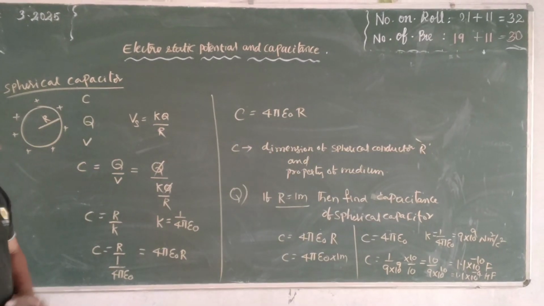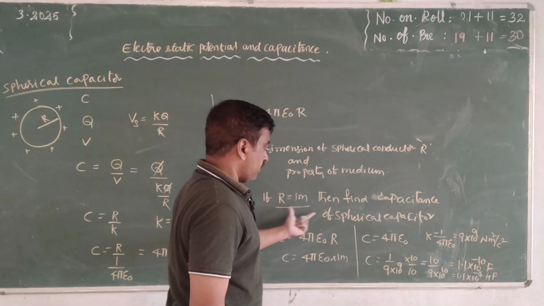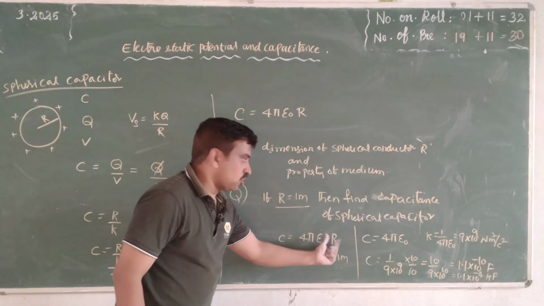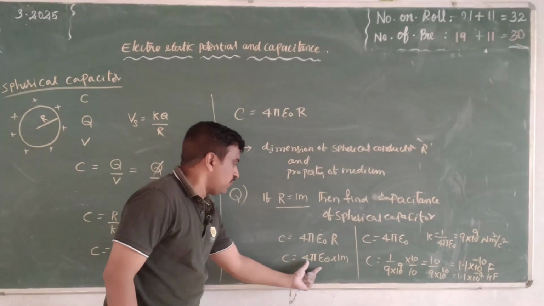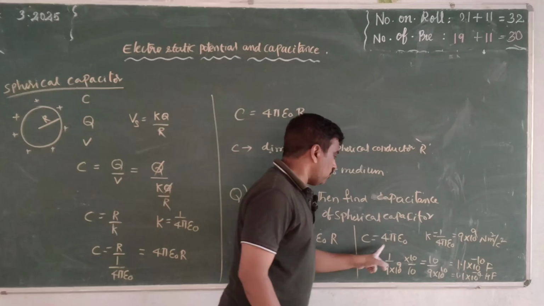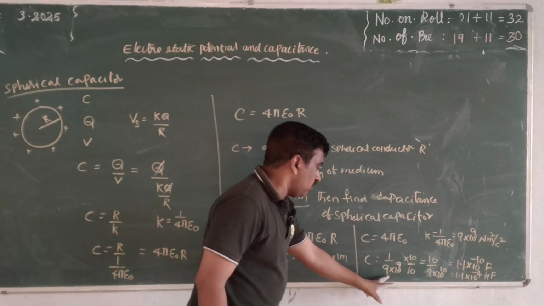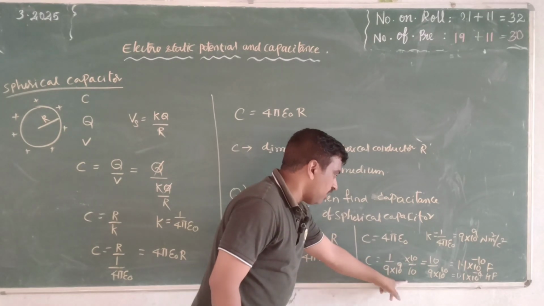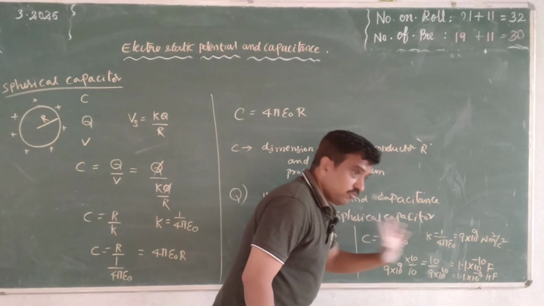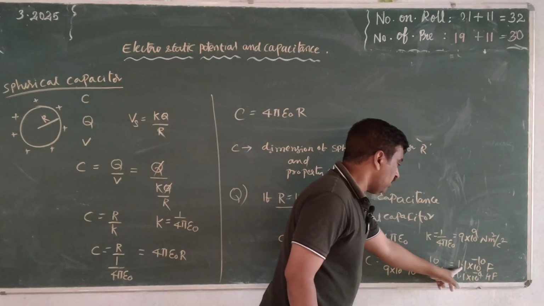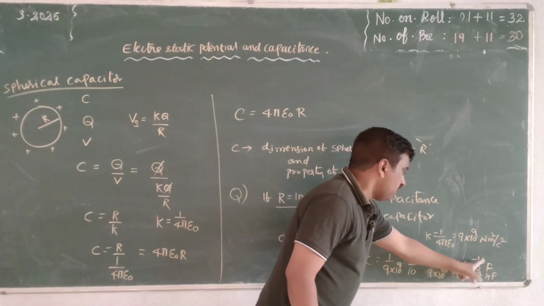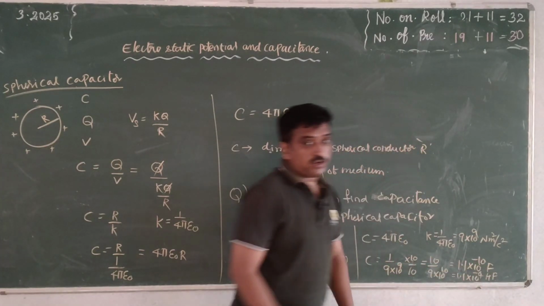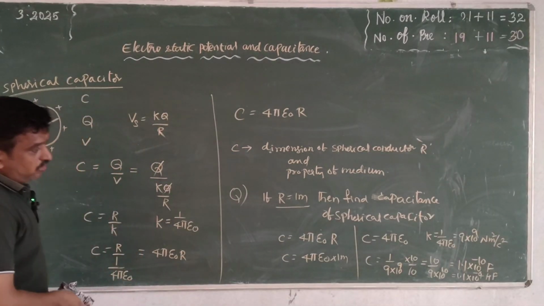Listen once again. R equals 1 meter, then find the capacitance of the spherical capacitor. The formula is 4 pi epsilon naught R, so we write 4 pi epsilon naught into 1 meter. C equals 1 by 9 into 10 power 9, because 4 pi epsilon naught value is 1 by 9 into 10 power 9. Multiplying numerator and denominator by 10, we get 10 by 9 into 10 power 10, which is 1.1 into 10 power minus 10. Converting to microfarads, it is 1.1 into 10 power minus 4 microfarads.